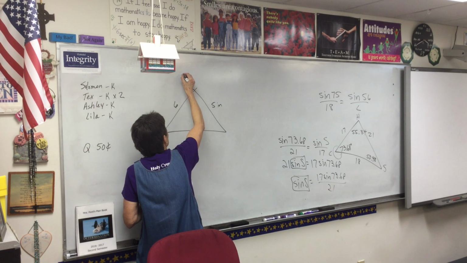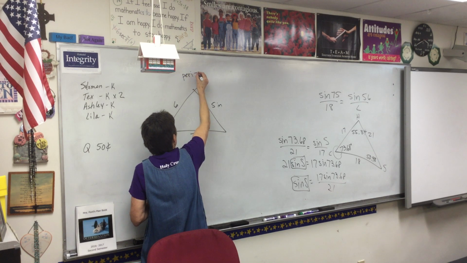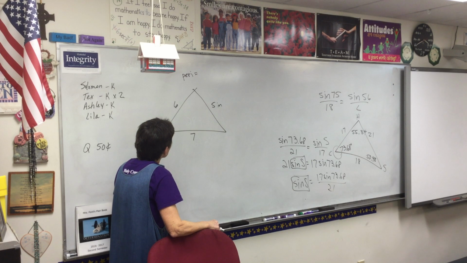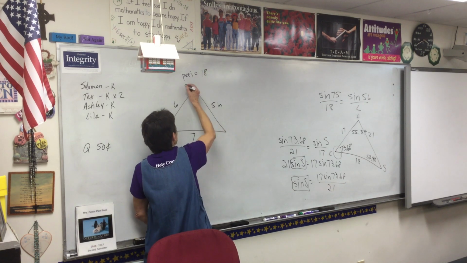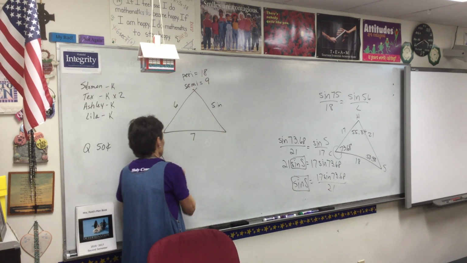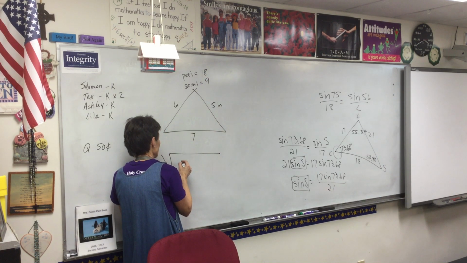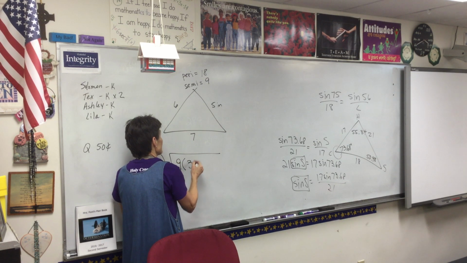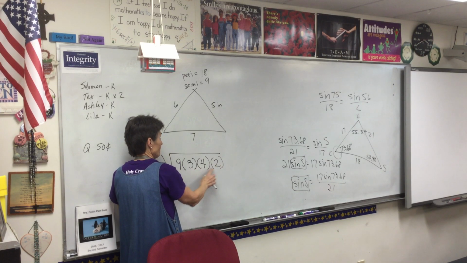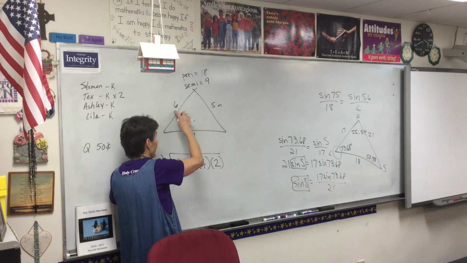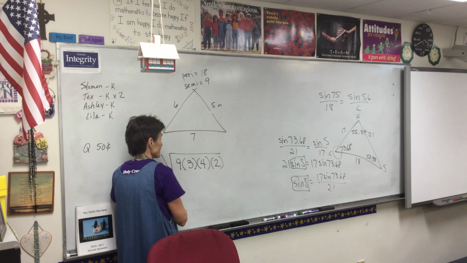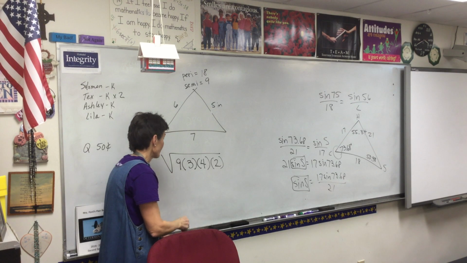If I'm doing Hero's formula, what's the first calculation I need to find? Half of the perimeter. I need the perimeter, right? So what's the perimeter? 18. So the semi-perimeter, that's my S, will be 9. So on your paper, I need to see 9 times 3 times 4 times 2. Where did these numbers come from? 9 minus each of those. So 9 minus 6, 9 minus 5, 9 minus 7. In any order, doesn't matter.